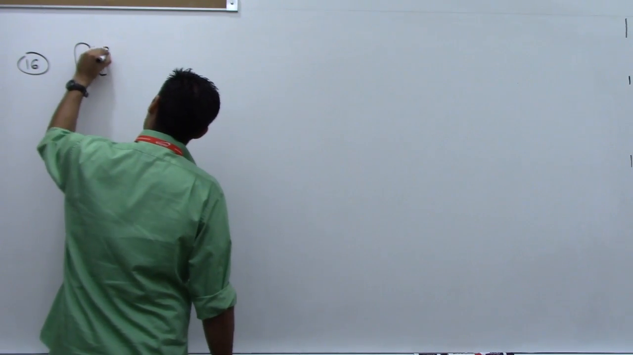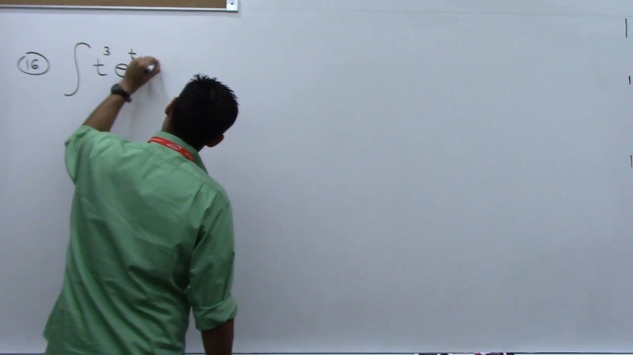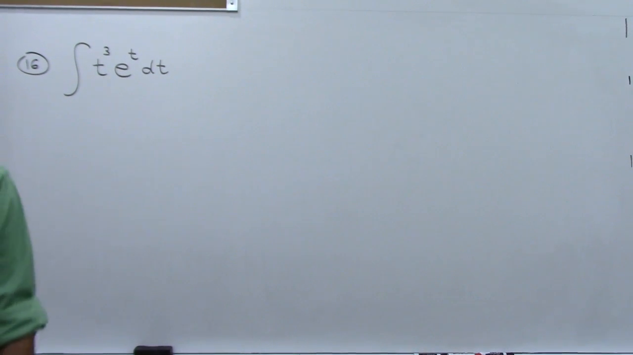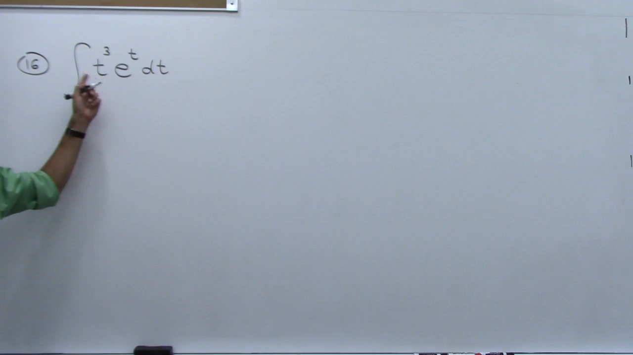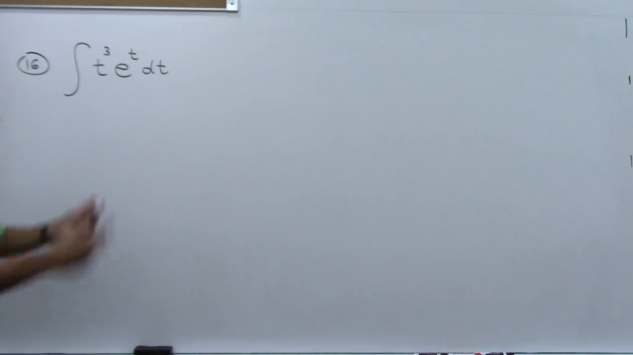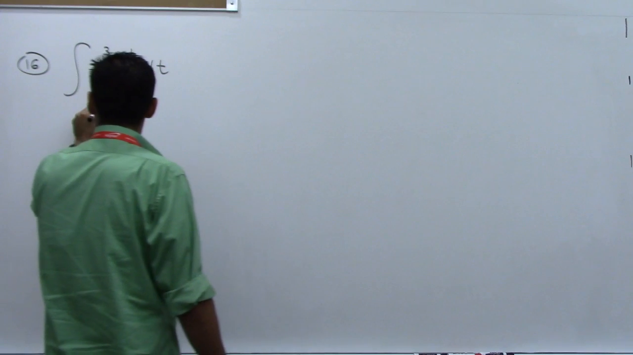All right. 16. T cubed e to the t dt. Is that right? This problem seems to be a little bit too easy. Well, let's see what happens. So I know that if I take derivatives of t cubed, keep doing it, it's going to get lower and lower powers of t. And then the antiderivative of e to the t is just itself. So it looks like I'm going to be doing integration by parts several times here.